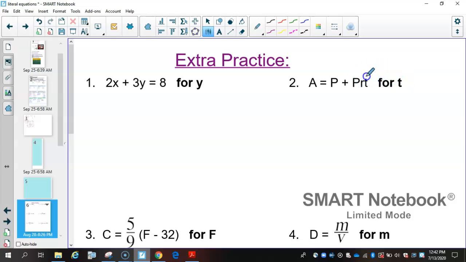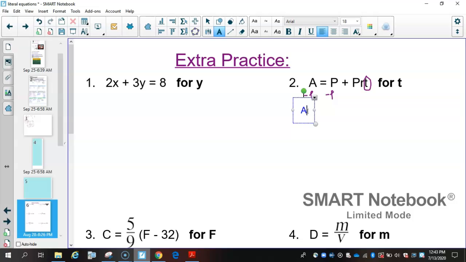So if we're solving for t, we need to get rid of everything else, but because p and r are connected to t, we can't do that first. We have to get rid of this p first. It's positive, so I can move it to the other side by subtracting. So a minus p equals p RT.